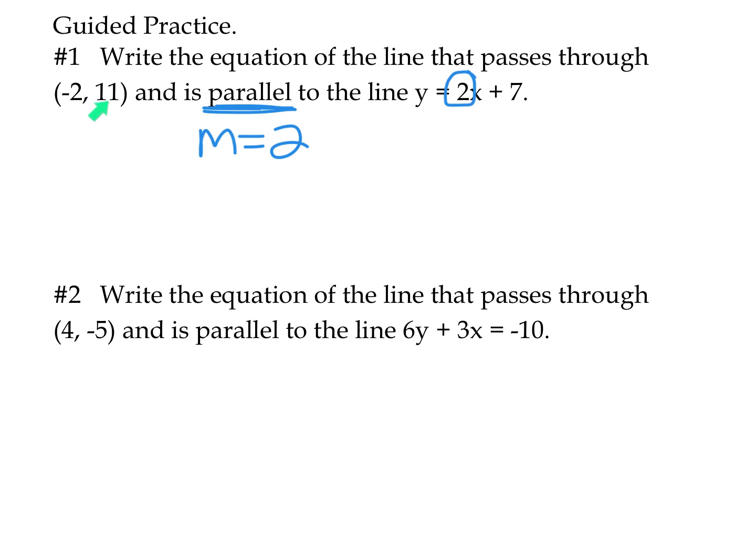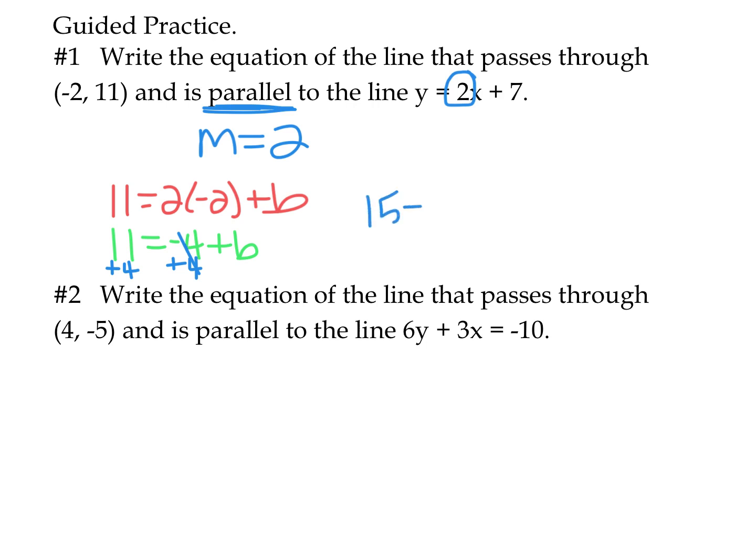So now to write the equation, I need the slope, which is 2, because it's parallel to this line, so it has to have the exact same slope. And I need the y-intercept, so I can solve for that. I can take 11 equals 2 times negative 2 plus b. I take my y equals mx plus b, and I fill in for y, m, which is 2, x, which is negative 2, plus b, and I can solve for b. I simplify: 11 equals negative 4 plus b, and when I add 4 to both sides, I get 15 equals b.